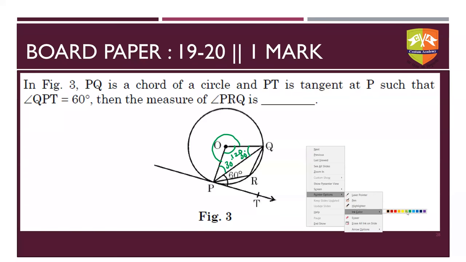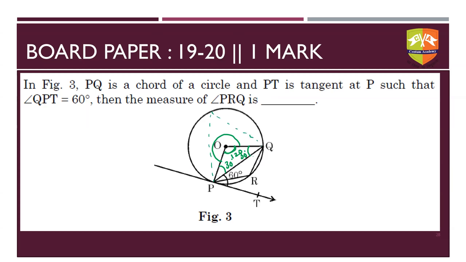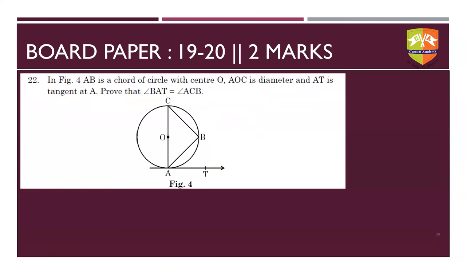If this is 120, then this angle is going to be 60 degrees, half of it. But this angle is half of the angle subtended by the larger arc QP at the center. And how much is that angle? 240 degrees. And hence it is subtending this angle at the opposite segment, so this is 120 degrees, half of 240. Clear? Next.